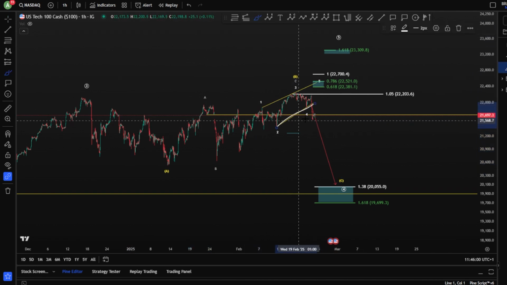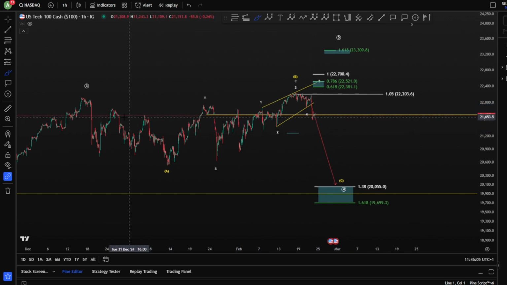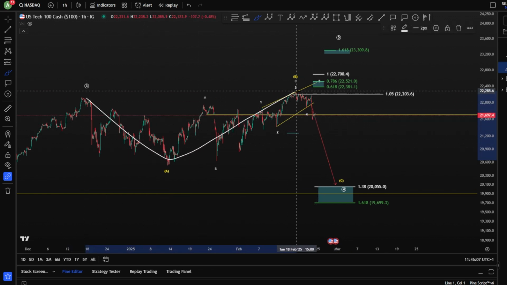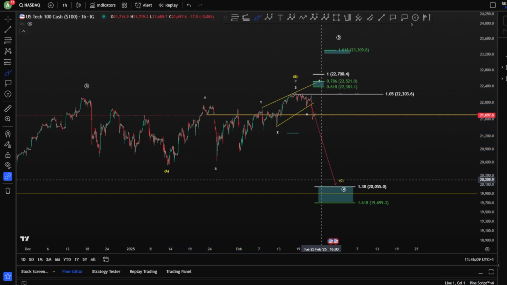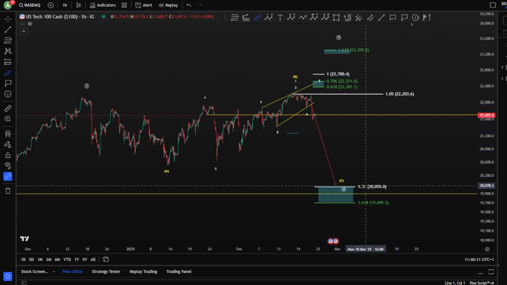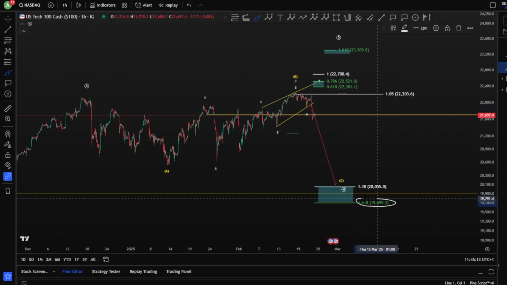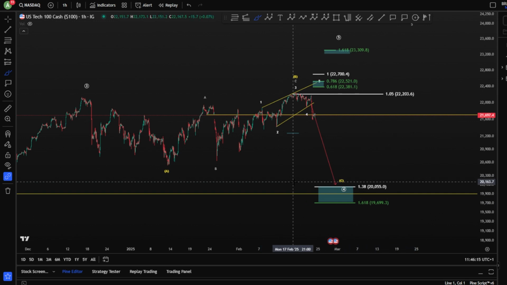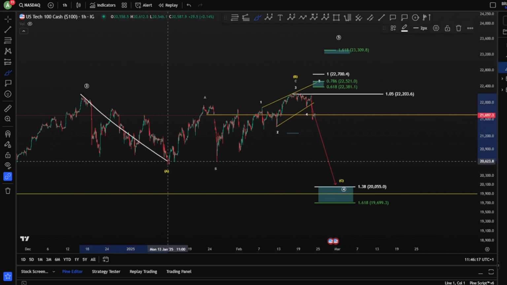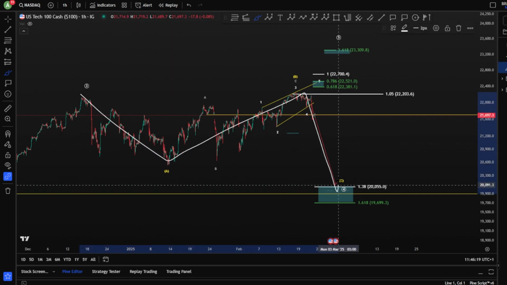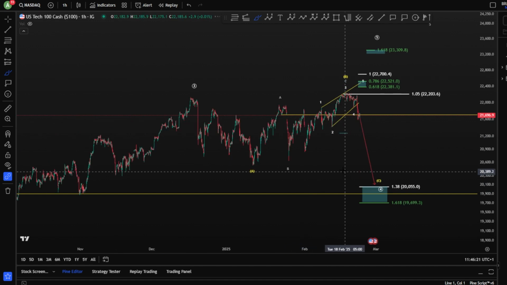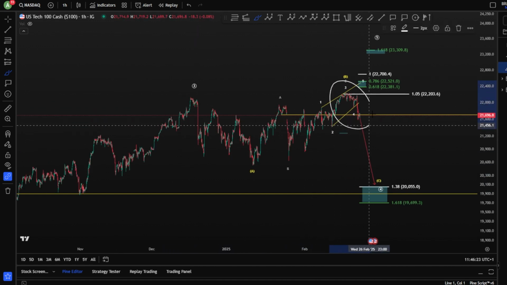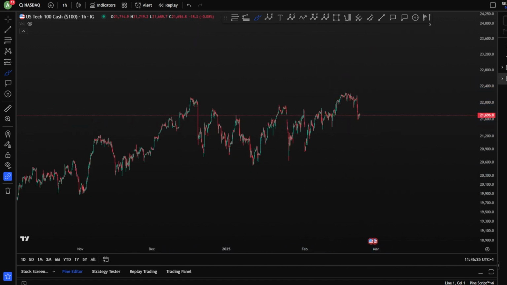Once we break this level, of course, we are very bearish, and we are looking right now for a wave C toward the downside to hit the 1.38 at 20k or 1.618 at 19.7k in an expanding flat A, B, and a C toward the downside. So it's a good signal, of course, to know what is going on currently.